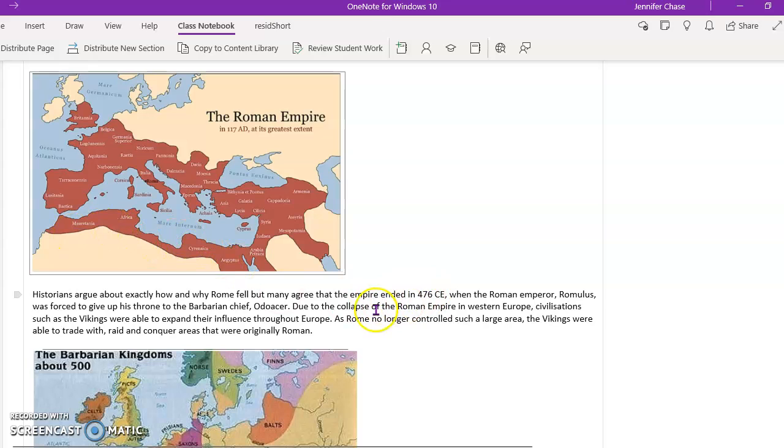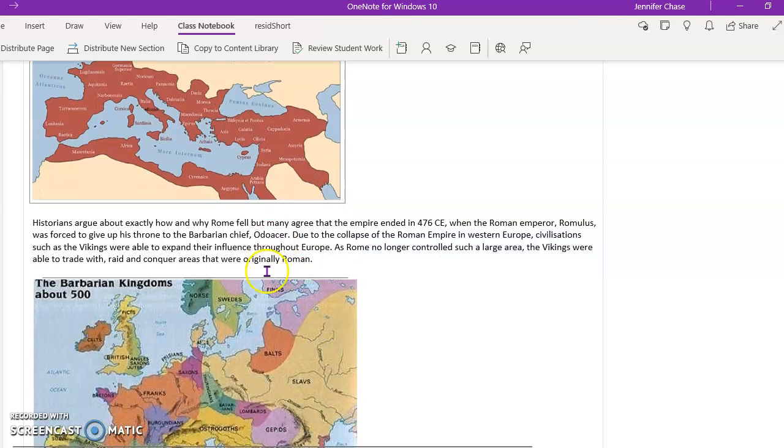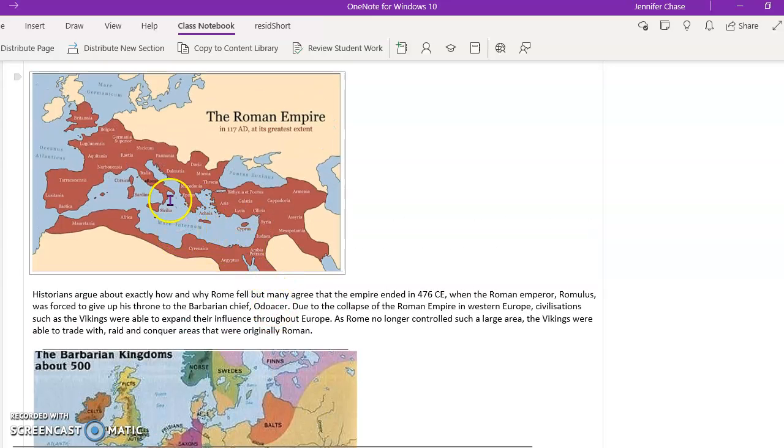but this Roman Empire that we see here ceases to exist in 476. Okay, due to the collapse of the Roman Empire in Western Europe, civilizations such as the Vikings were able to expand their influence throughout Europe. As Rome no longer controlled such a large area, the Vikings were able to trade with, raid, and conquer areas that were originally Roman. And again, as you'll see in the video, basically what happens is when the Roman Empire collapses, these areas of Europe kind of fall into much smaller kingdoms. There's lots of infighting, and the Vikings, who come from up here, they're not even on this map, are able to take advantage of that.